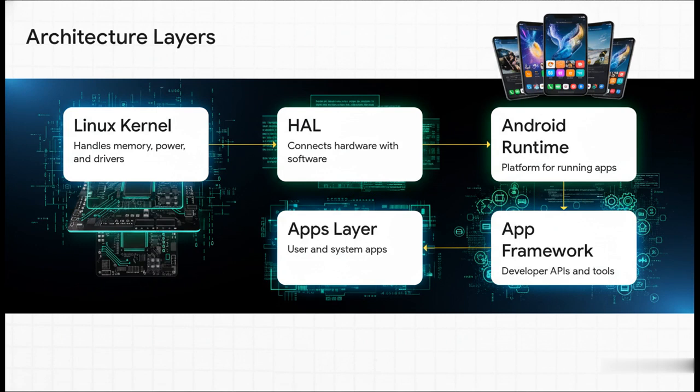Down at the ground floor, we have the Linux kernel. This handles the raw stuff: memory, power, hardware drivers. Right above that is the hardware abstraction layer, or HAL, which basically acts as a bridge between that physical hardware and the software. Next up sits the Android runtime and native libraries. This is what actually runs your applications smoothly.